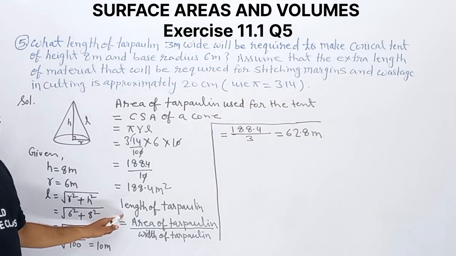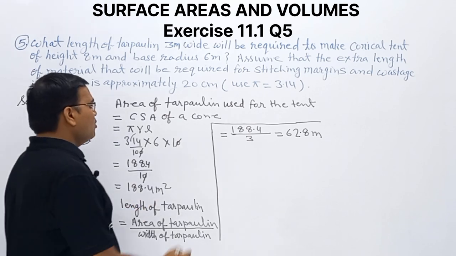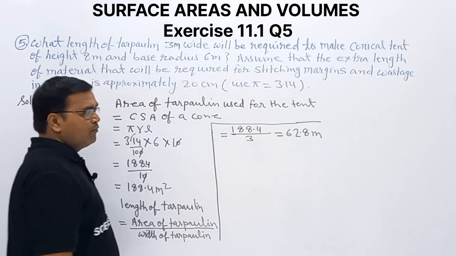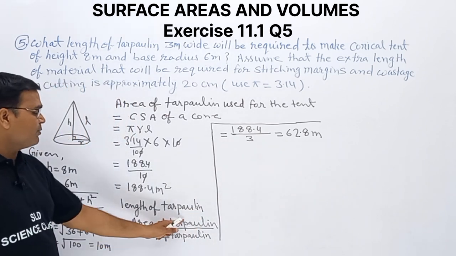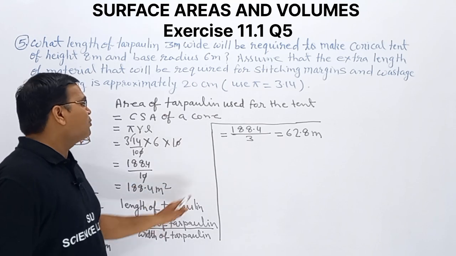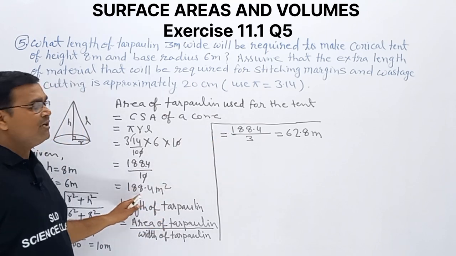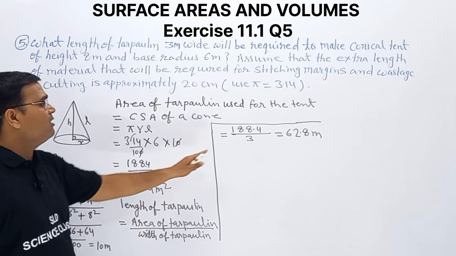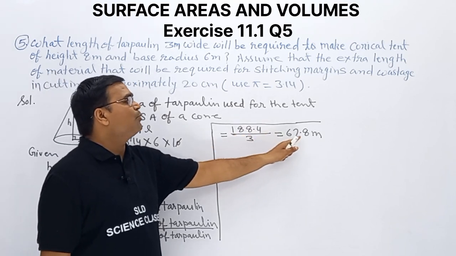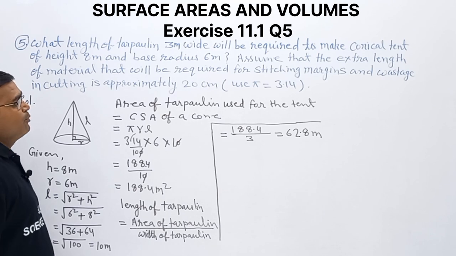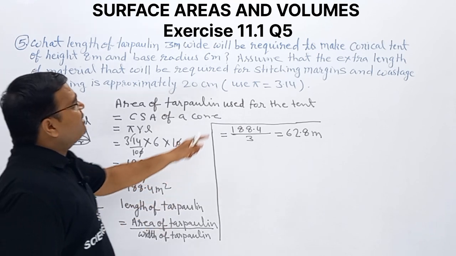So the length of the tarpaulin is what? The length is the area of the tarpaulin divided by the width of the tarpaulin. The area of the tarpaulin we obtained is 188.4 meter square. The width is given in the question as 3 meter. Once we solve, we are getting 62.8 meter, which is the length of the tarpaulin. But in the question we are having what?